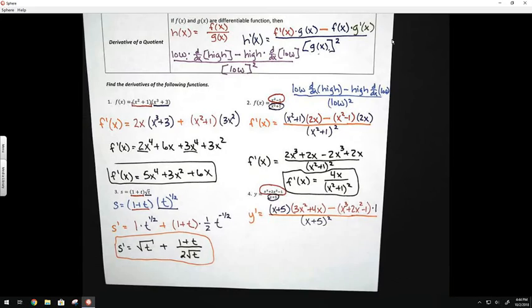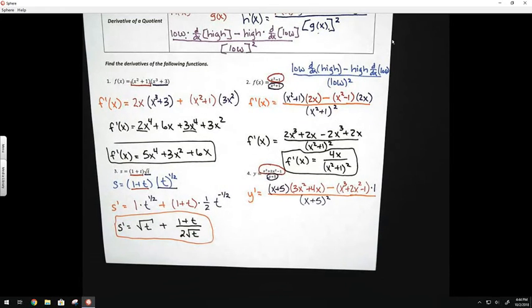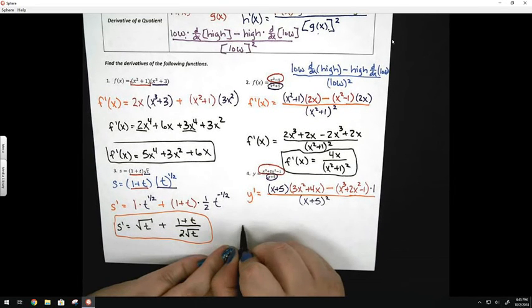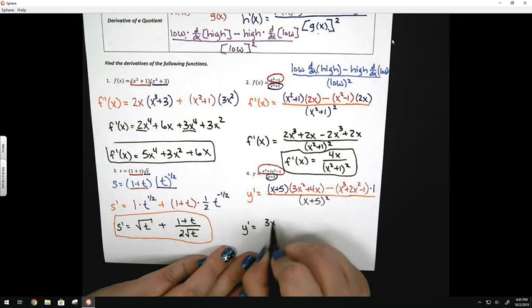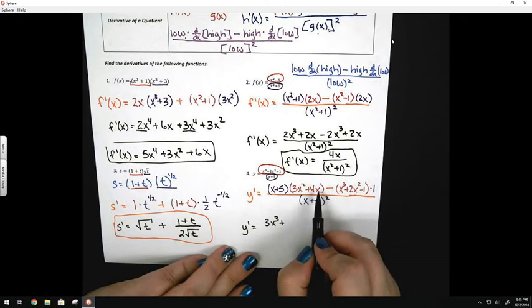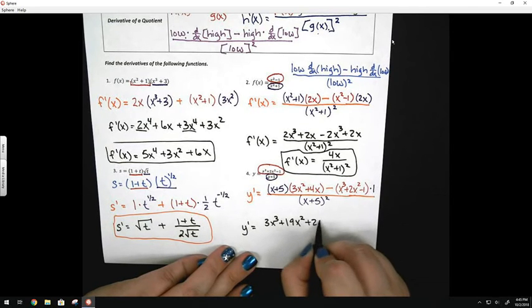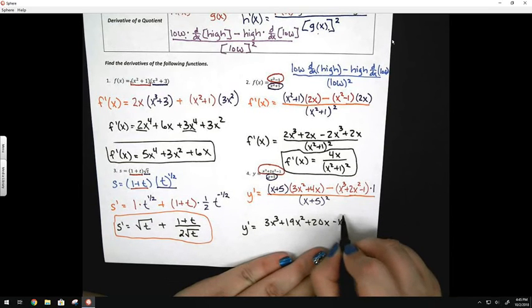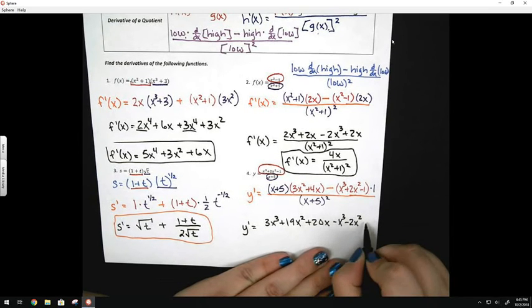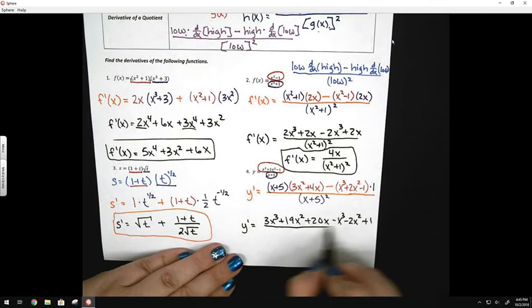All right, this is probably one that we would have you just leave because I can see from here that you know the quotient rule. But again, just to work a little bit on those algebra skills, I'm going to go ahead really fast and go through this one. If you want to go through it a little bit slower in class with me, that's fine. But we're going to get y prime equals 3x to the third plus, that's a 4x squared and a 15, so 19x squared plus 20x minus x to the third minus 2x squared plus 1 all over x plus 5 to the second.